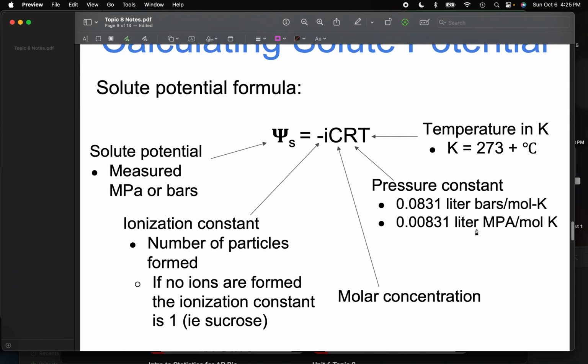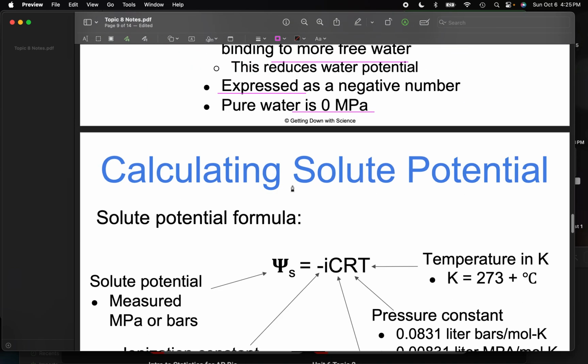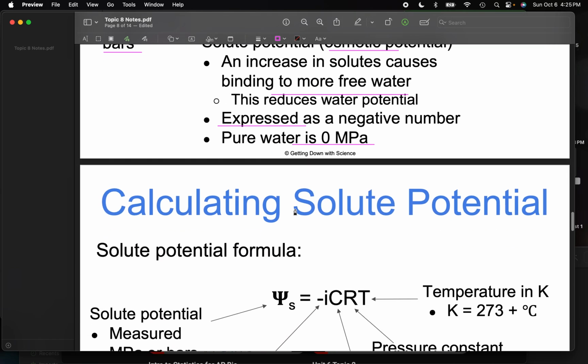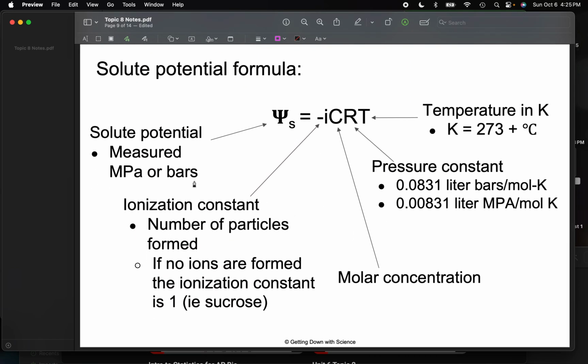So how do we calculate solute potential? So that's this variable right up here. Sometimes it'll be given to you, as I mentioned. Sometimes you have to figure it out based on these other variables.